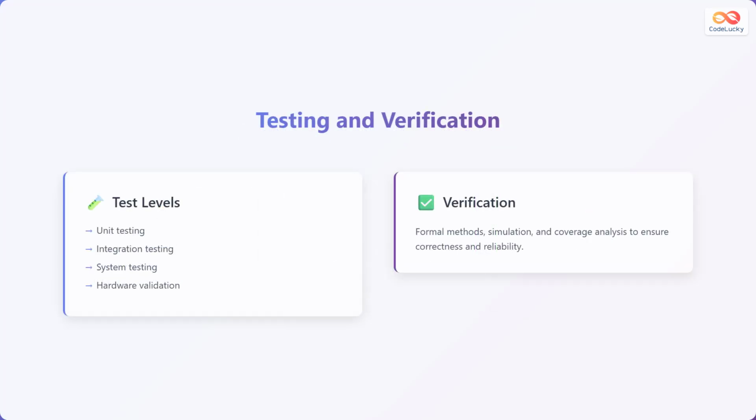Testing and verification involves several levels of testing. First, unit testing. Second, integration testing. Third, system testing. And fourth, hardware validation. Verification uses formal methods, simulation, and coverage analysis to ensure correctness and reliability.